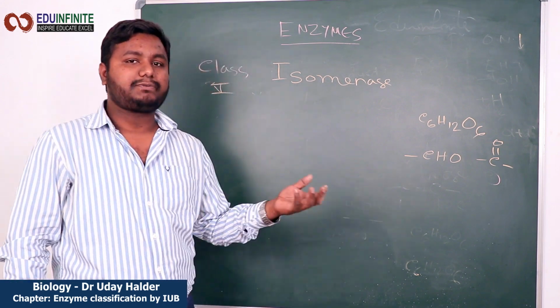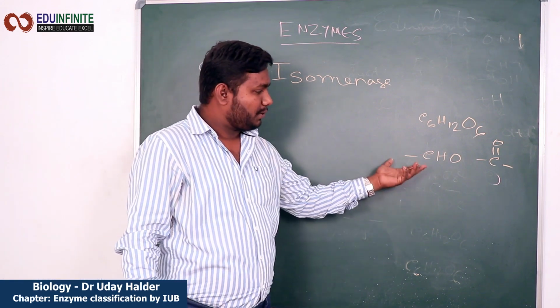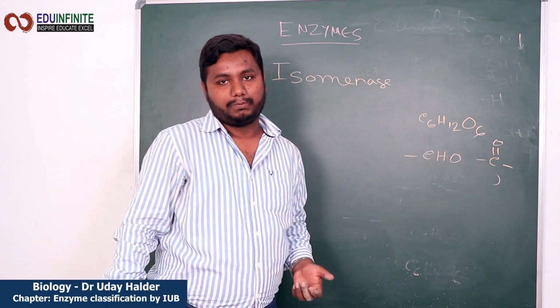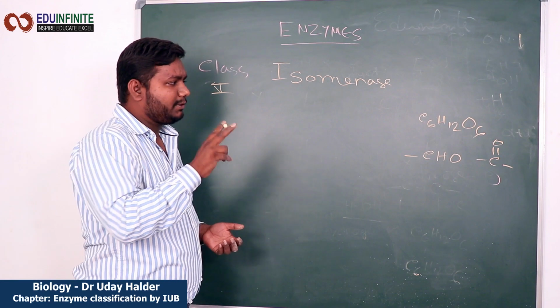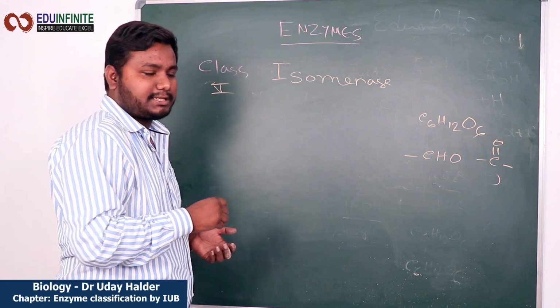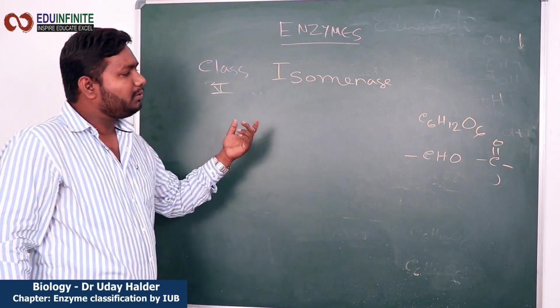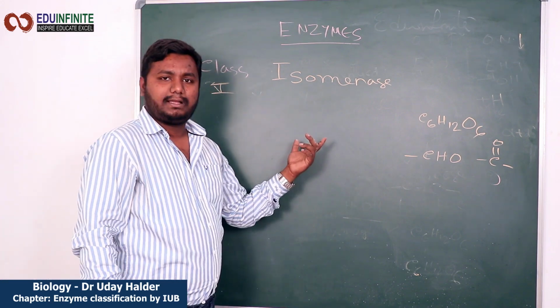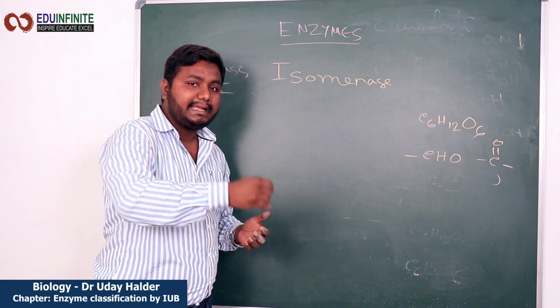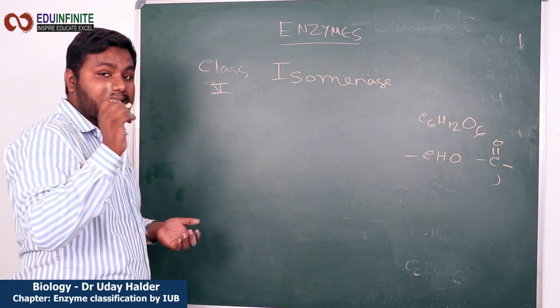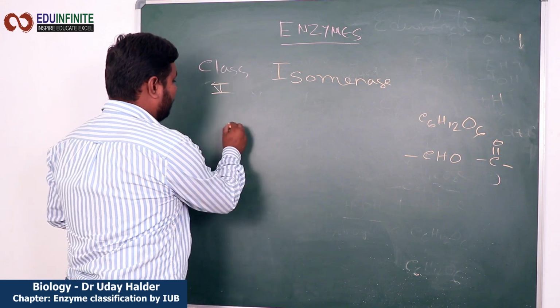For example, glucose and fructose are isomers because glucose is having this aldehyde group and fructose is having this ketone group. We will deal with isomers more in the chemistry section in organic chemistry. So what does this type of enzyme do? This type of enzyme converts the compound into its isomer. Let me give you an example. I will take another example from glycolysis.